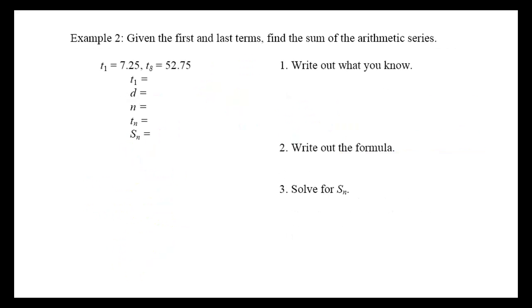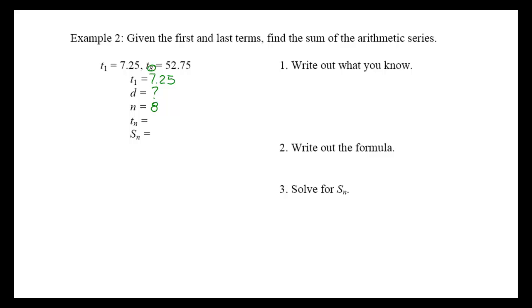Example 2, given the first and last terms, find the sum of the arithmetic series. So again, I start by writing out what I know. The first term is 7.25. The common difference I don't know this time because I cannot tell how many. I could figure it out, but just looking at these numbers doesn't tell me. My n value is 8 from right here. I know my last term is 8, so there are 8 terms there.